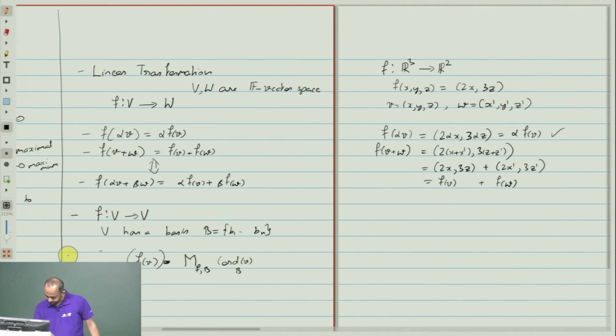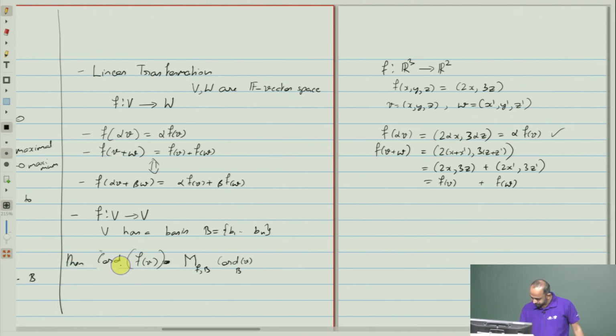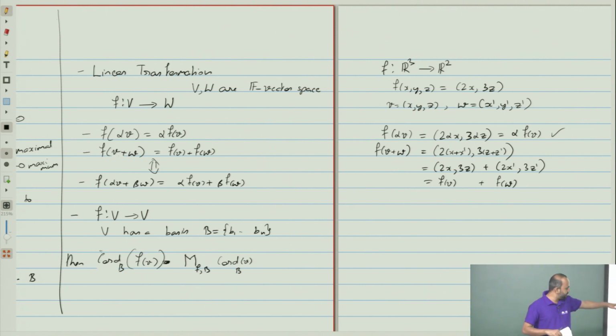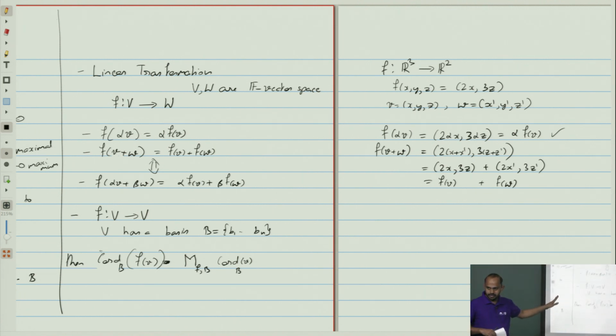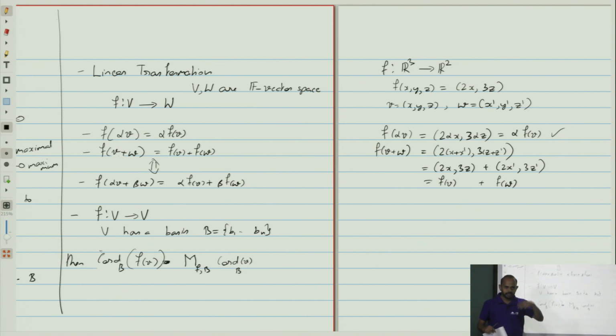Strictly speaking, I should write that the coordinates of f of v with respect to the basis b will be equal to the matrix of the function with respect to that basis times the coordinates of the original vector. Remember, when you fix a basis, every vector becomes a vector of real numbers, the coordinates. So the matrix multiplied by this is also a column of real numbers, which is also a coordinate with respect to the same basis. Thanks for pointing that out.